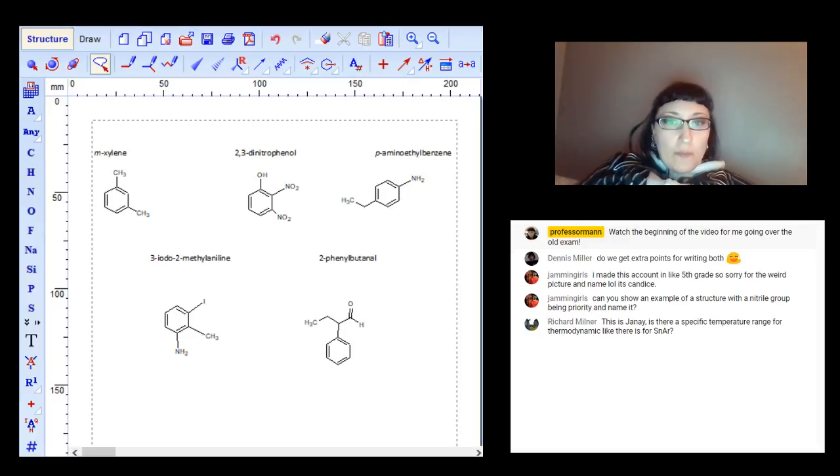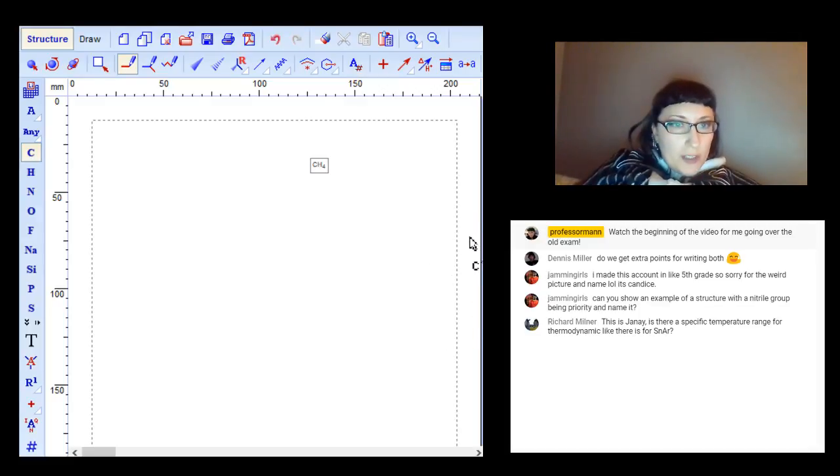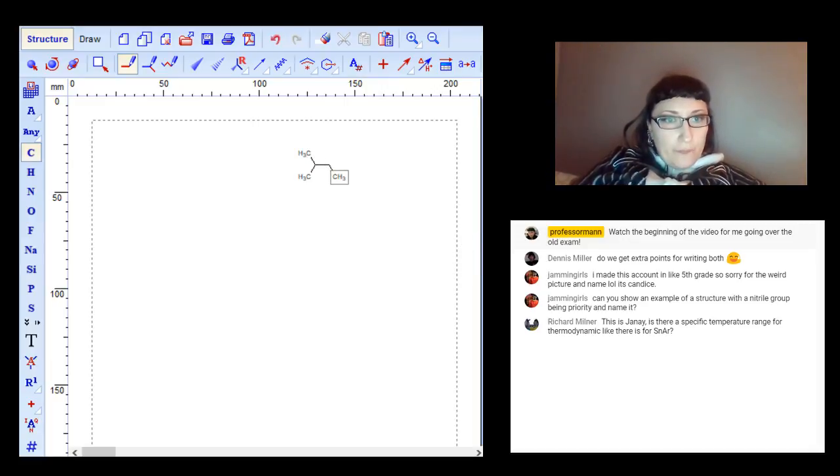Can you show an example of a structure with a nitrile group being priority in naming it? I absolutely can. So I'll go ahead and do that in ChemSketch since I already have that up. Okay, so let's just put on a group where, I don't know, 1, 2, 3, and a nitrogen. So this is kind of what I encourage you guys to do: if you're wondering what happens if you need to name something like blank, then draw an example of it, and you can kind of go from there. That's literally what I do if I get stuck on something.